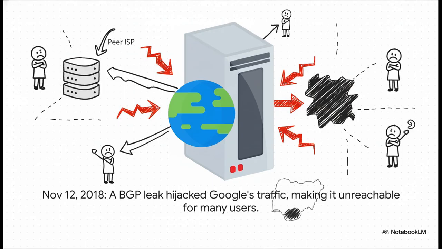Back on November 12, 2018, a provider mistakenly announced to the world that it had the best path to all of Google's IP addresses. This is called a BGP leak, and it essentially hijacked traffic. It was telling a huge portion of the internet, hey, forget the normal route, send all your Google traffic to me instead. For a full 74 minutes, Google's services were 100% healthy, but for millions of users, their traffic was just being routed to a black hole.